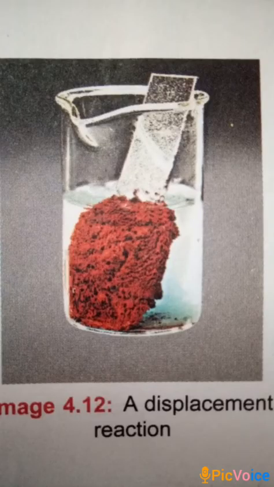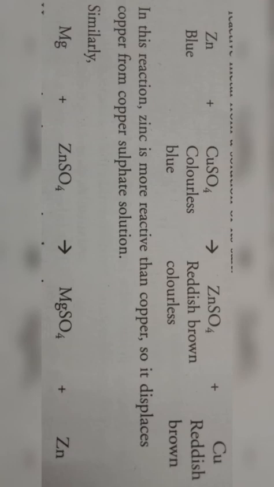Now let's come to the next topic, that is displacement reaction of metals. Here the more reactive metal displaces the less reactive metal from its salt solution, and this type of reaction is known as displacement reaction. So here you can see an example of displacement reaction of metals.